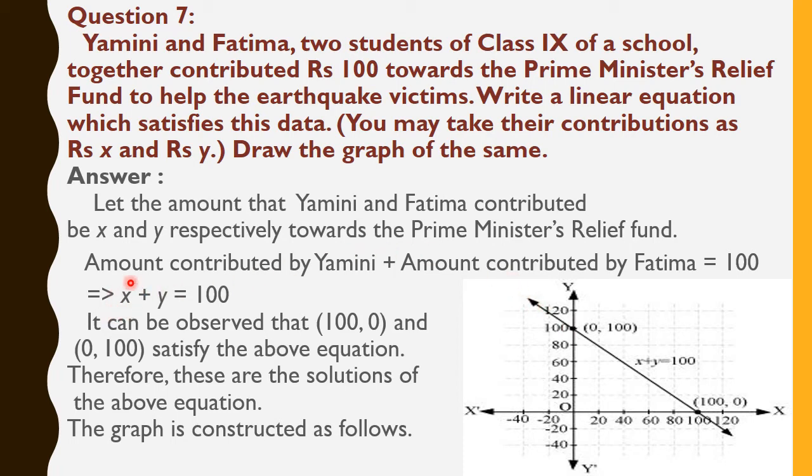So if we take 50 for x, y will also be 50, since 50 plus 50 equals 100. So we can plot it right over here. The point will be lying right here, 50, 50. If we join the 3 points, then we'll get a straight line.